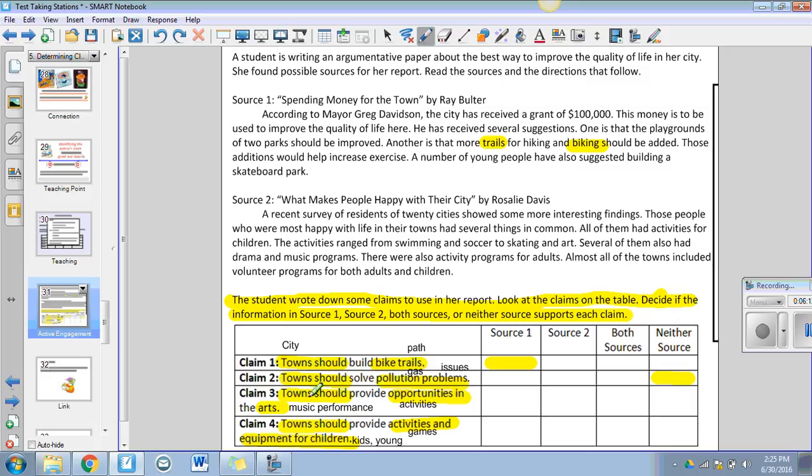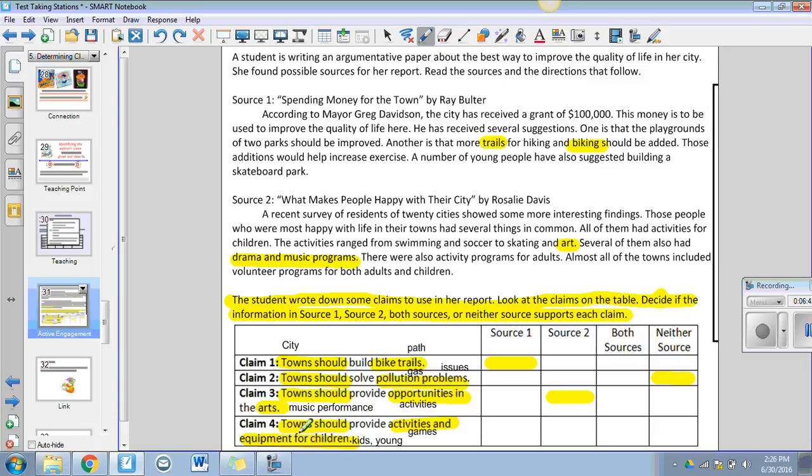I'm now going to go to claim 3. I'm looking for something with opportunities, activities, arts, music, performance. I'm going to skim through source 1 for those words. I don't see anything here. I'm now going to skim through source 2, something to do with music or art. Okay, I see art here, and then I see drama and music. So claim 3 is represented in source 2.